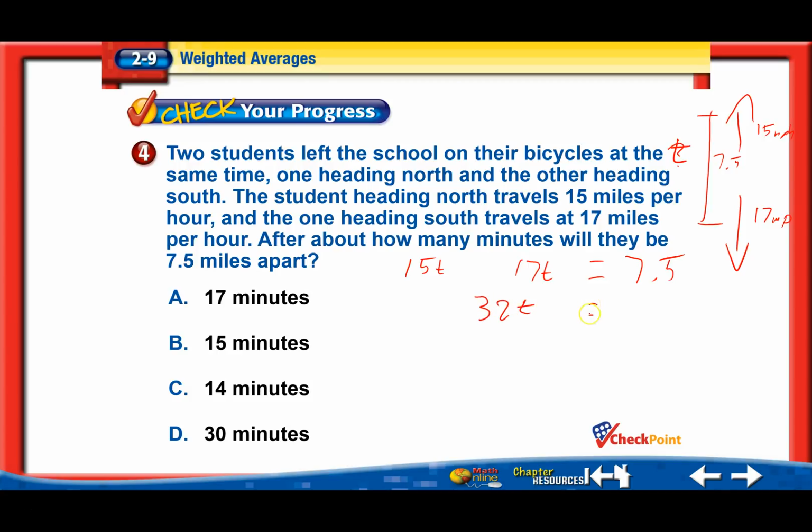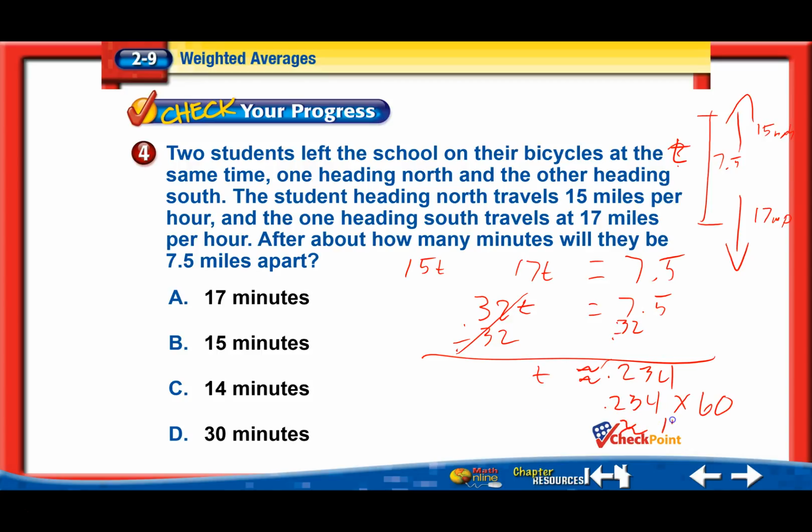So that gives me 32t equals 7.5. We divide both sides by 32. Those cancel, which would give me t equals 0.234 or so, approximately. And that's not a number we can use. Remember, we have to know it by minutes. So we multiply this by 60. 0.234 times 60 to give us minutes, and that comes out to approximately 14 minutes.